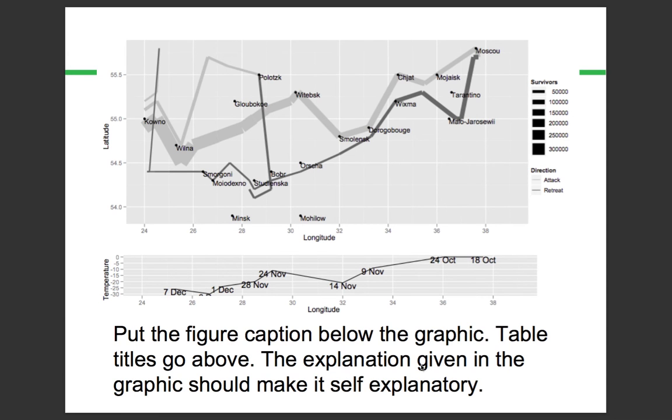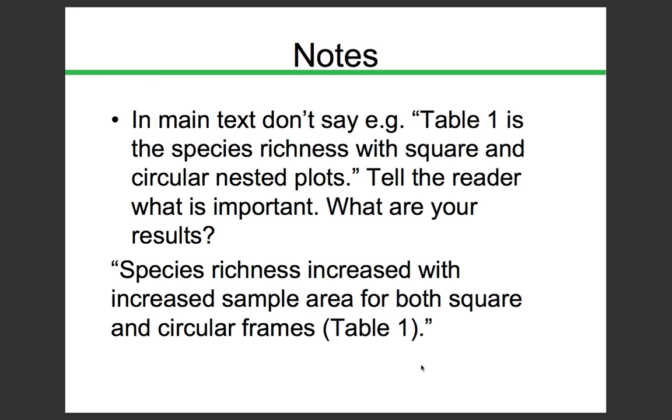And then when you are writing your figure, put the figure caption below. Table titles go above, and it should be self-explanatory. So here's the notes, and I know I've mentioned this once, but this is something that many students do in their writing. In the main text, do not say Table 1 is the species richness with square and circular nested plots. Tell the reader what is important.